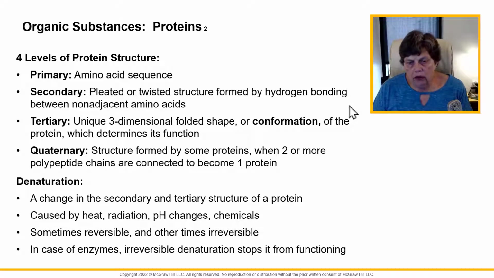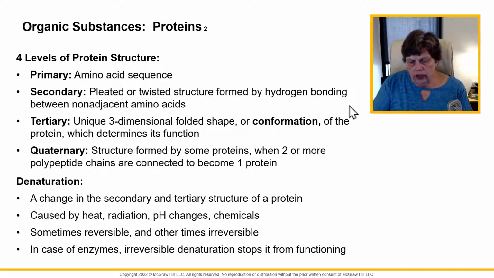We're going to learn how they're actually made in another chapter, but there are 4 levels of structure. First is the primary structure, and that's just the sequence of amino acids. We just looked at 2 of them. We looked at cysteine and we looked at phenylalanine. So we have just this sequence of amino acids.